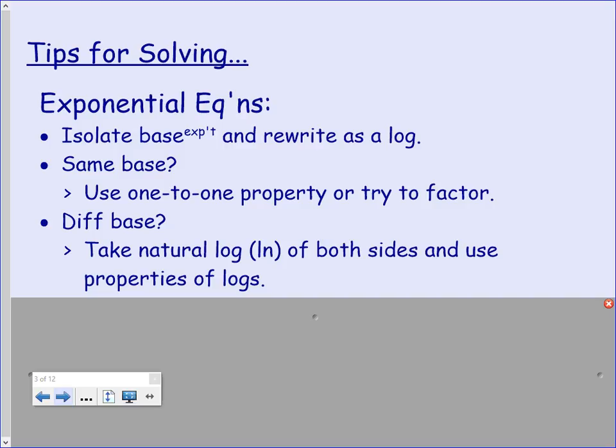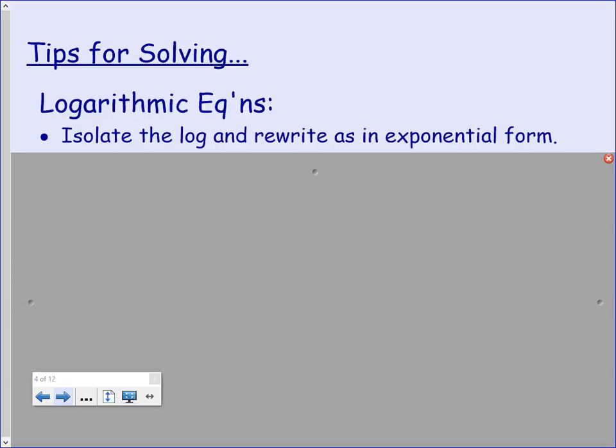Now, on the other side of the spectrum, we have logarithmic equations that need solving. So here are some tips for solving log equations. Tip number 1, probably the easiest: if you have one log in the whole equation, isolate the log. That would be like what we did in the warm-up. Add and subtract from both sides, multiply and divide from both sides. Make sure that the log is all by itself, and then rewrite it in exponential form. So when you rewrite it in exponential form, you'll be able to solve for x.